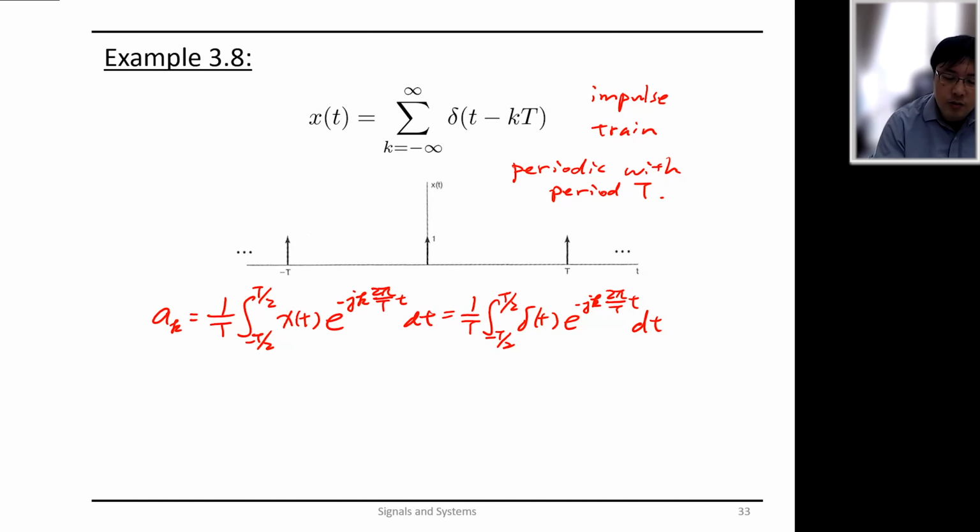And when you take the integral over this, you have this inside non-zero only when t is equal to 0. So when you substitute t equal to 0, this is 1. So the integral of this is just 1, and capital T divided by capital T is 1.